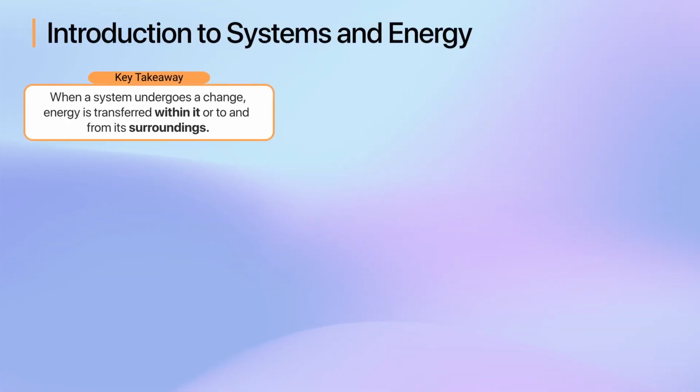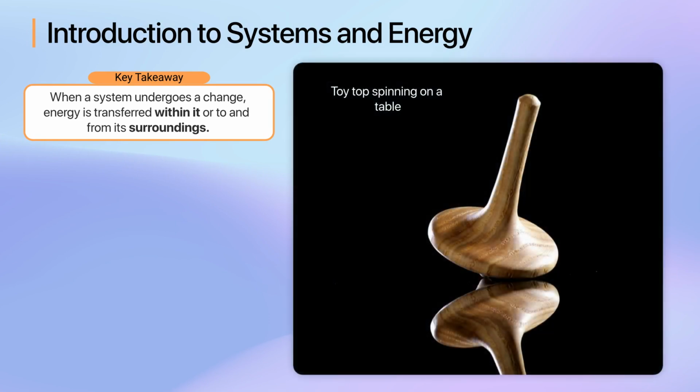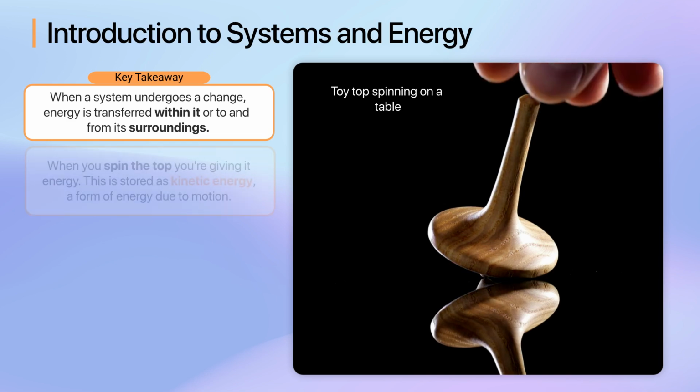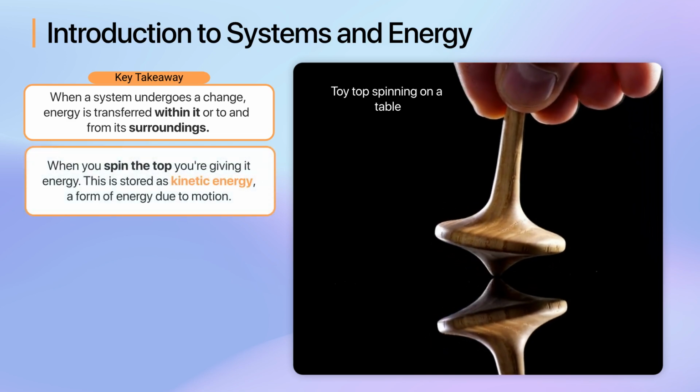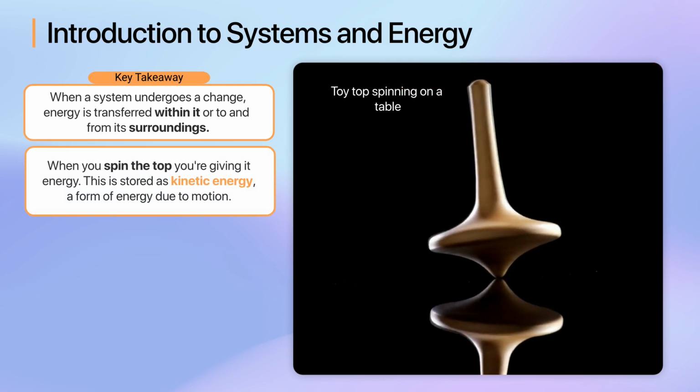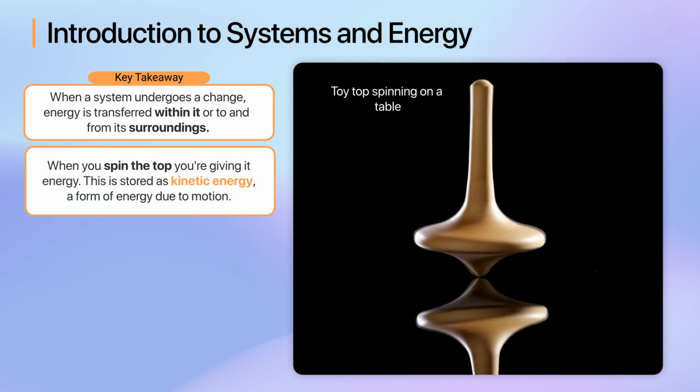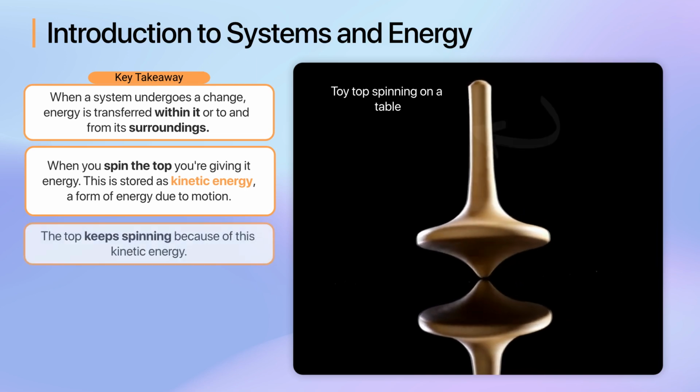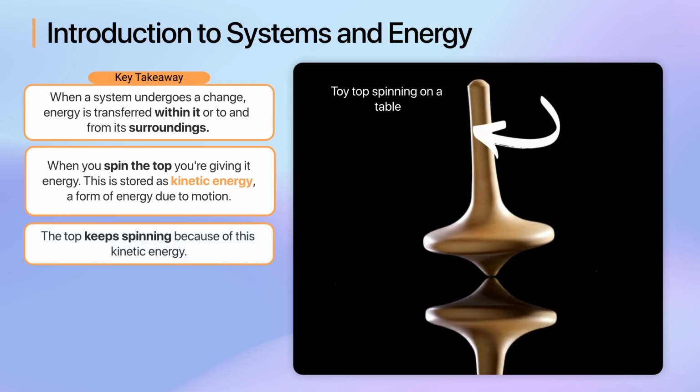When a system undergoes a change, energy is transferred within it or to and from its surroundings. Consider a toy top spinning on a table. When you spin the top, you're giving it energy. This energy is stored as kinetic energy, a form of energy due to motion. The top keeps spinning because of this kinetic energy.